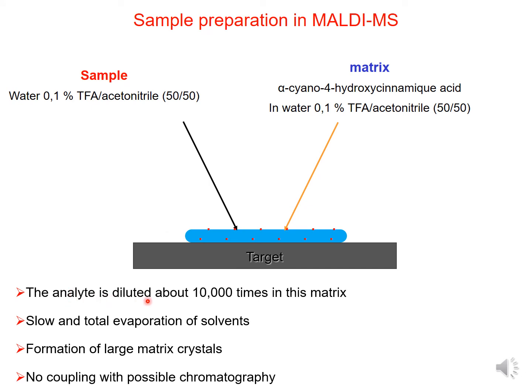The analyte is diluted about 1,000 times, 10,000 times in the matrix. Then you understand that you have a lot of matrix as compared to your compound, and this facilitates the ionization of your compound. This is a slow and total evaporation of solvent process. Then you have the formation of large matrix crystals, and this system at the end is solid.